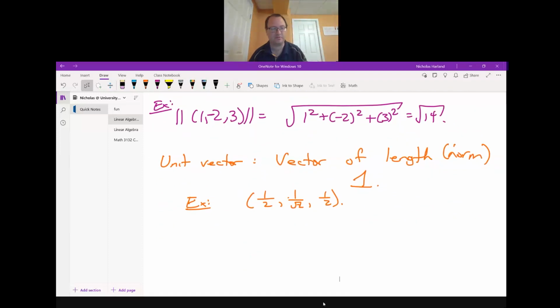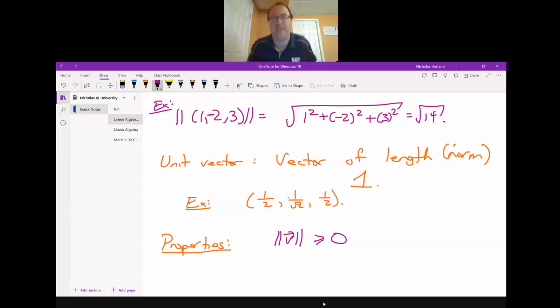So, in terms of some properties of this, one thing to note about the length, which shouldn't be overly surprising, is that it's greater than or equal to 0. We're squaring a bunch of things, adding them together, taking the square root. Of course, it's going to be bigger than or equal to 0. But feel free to pause the video and ask yourself, when can it be equal to 0?